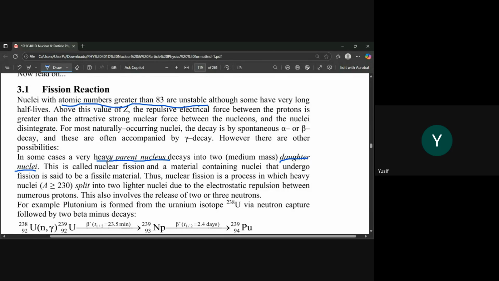Just 2. And this is called nuclear fission. And the material containing nuclei that undergo fission is said to be a fissile material. So any material that can undergo a fission reaction is said to be a fissile material.